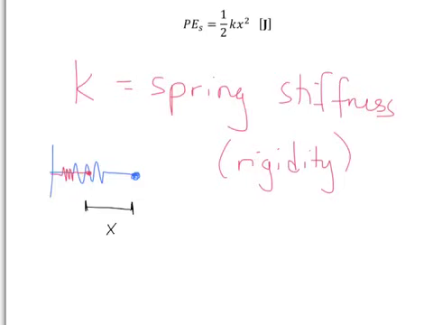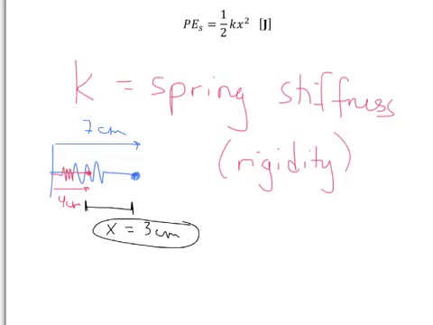So if I knew that the free length was 7 centimeters and the compressed length was 4 centimeters, X is simply 3, right? 7 and 4, 3 there, guys. So 3 centimeters for this one. Again, X is the difference between the free length and the compressed length.